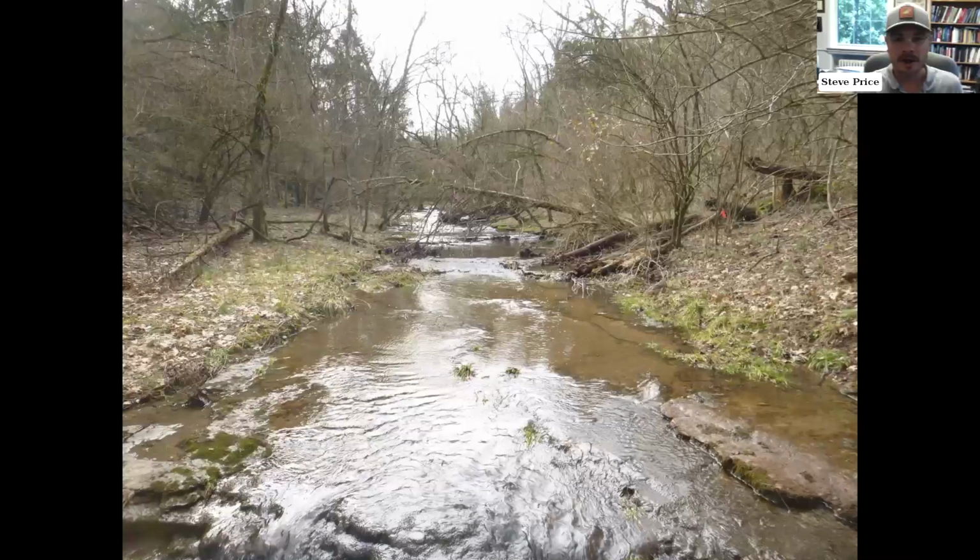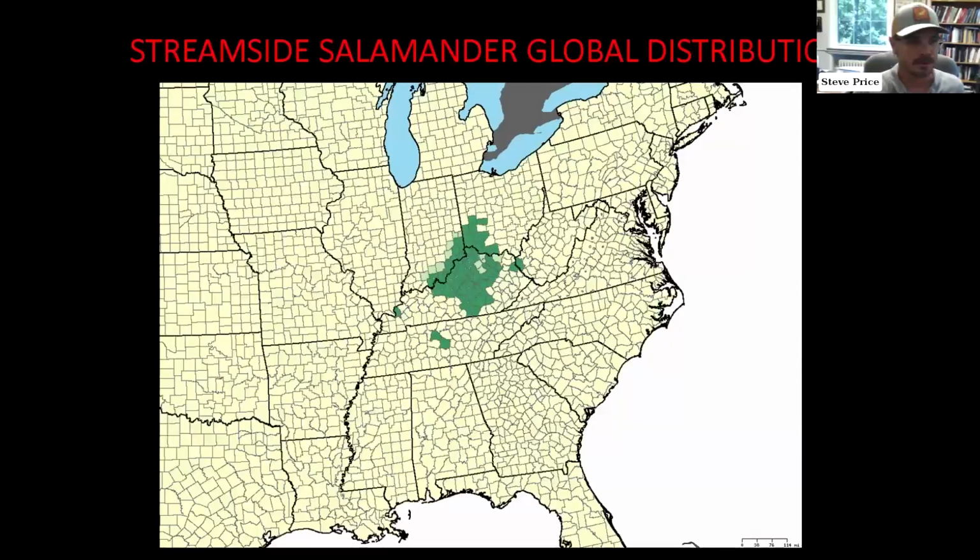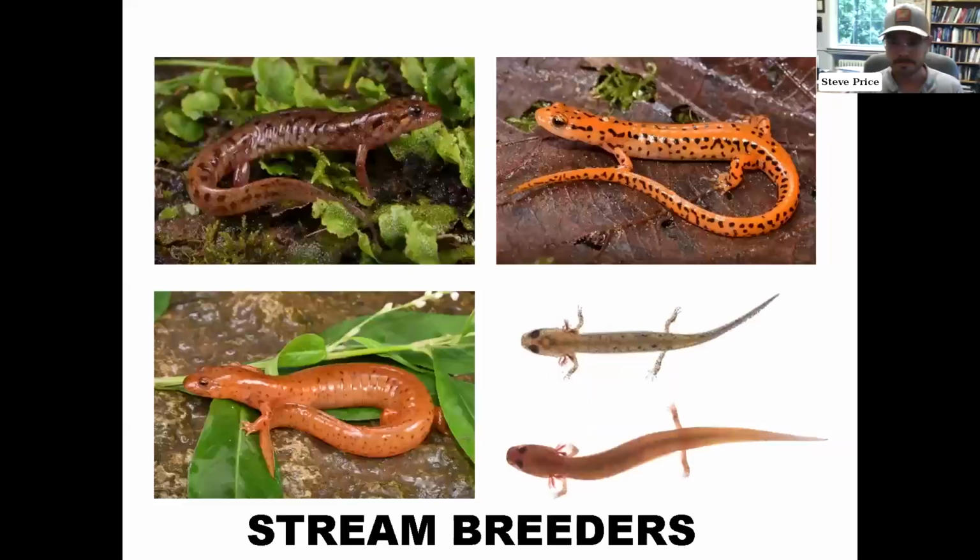These animals are interesting from a Kentucky standpoint too, because this is their global distribution. This is everywhere where these animals can be found. When we compare something to the spotted salamander, which can be found throughout the Midwest and Northeast and all the way down into Alabama and Georgia and the panhandle of Florida, this is the only place in the world where you find streamside salamanders. Over 60% of their global distribution is found in Kentucky, with most of that being in the bluegrass region.